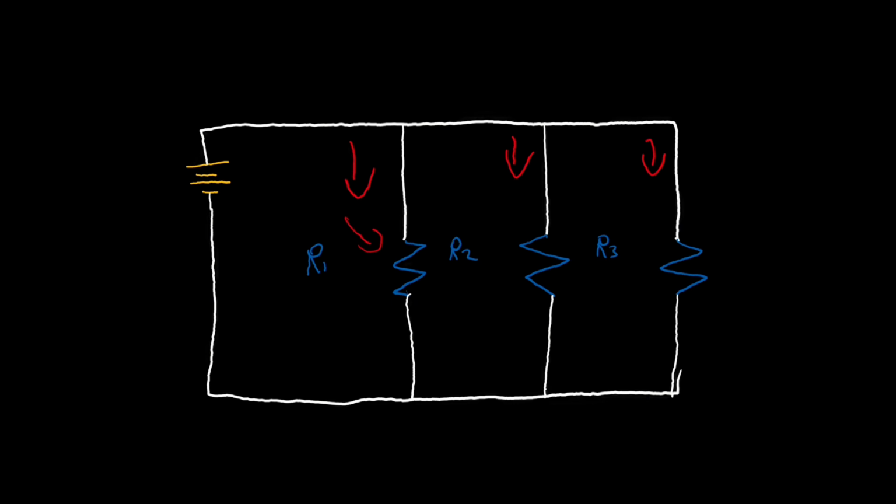Now let's get into solving a parallel circuit. For our given values, let's say that the total voltage of the battery is 250 volts. The first resistor, R1, had a resistance of 160 ohms, R2 had a resistance of 210 ohms, and R3 had a resistance of 125 ohms.